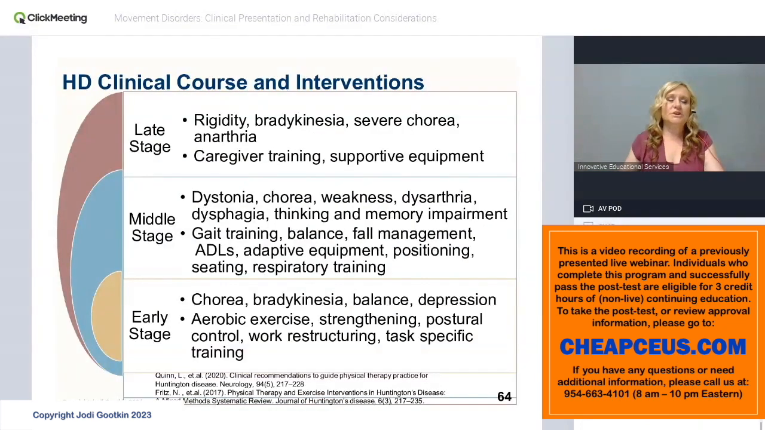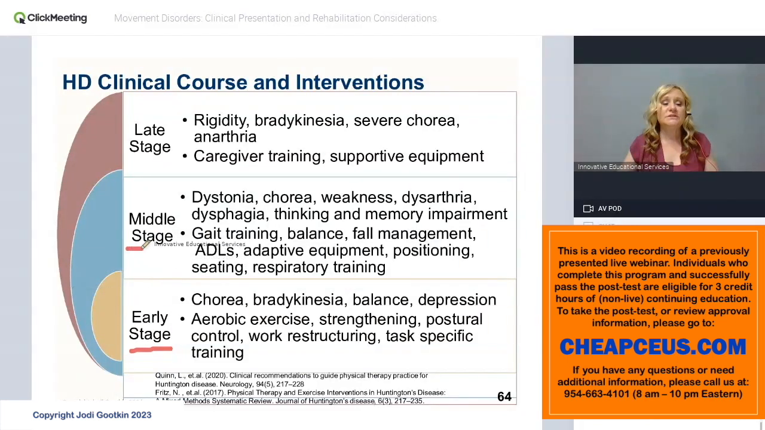The clinical course and interventions are going to vary for the individual based on the stage of the disease that they are presenting with. Early on with the disease process, we're going to focus on mobility. We might still be working on a stationary bike, working on strengthening for the individual, getting them to be able to coordinate their work tasks, energy conservation, sequencing, dual tasking, all of those types of things.